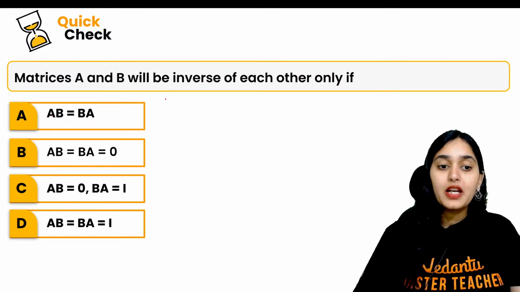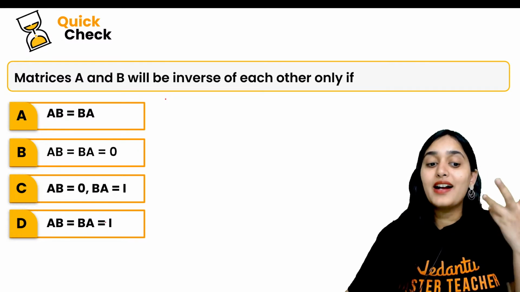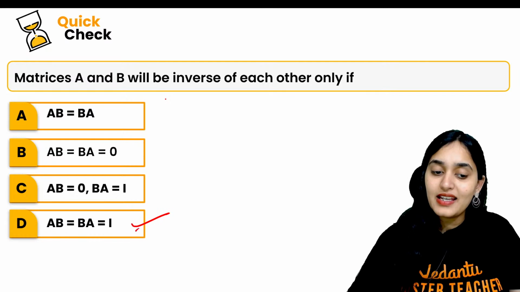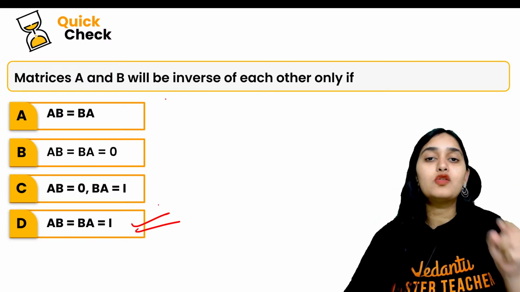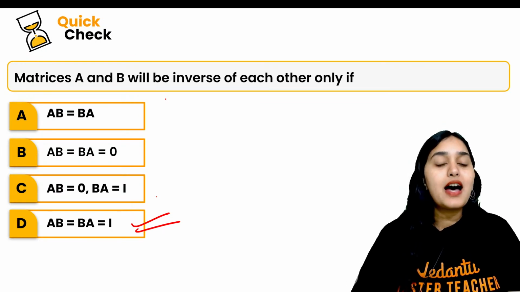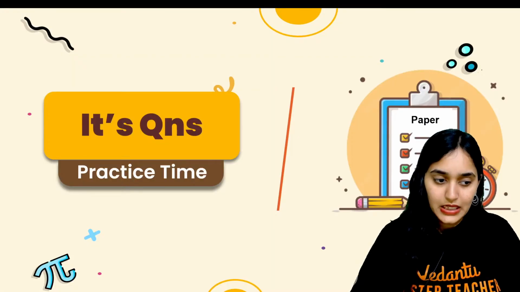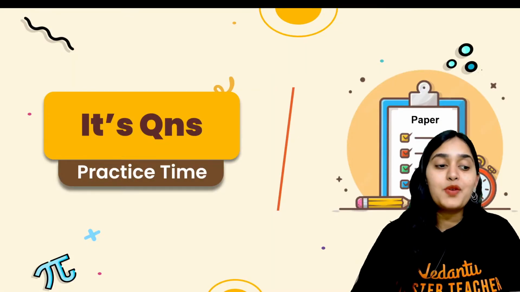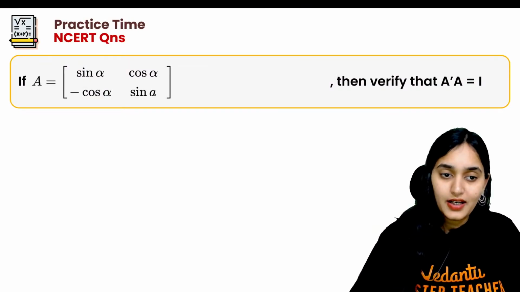Hi, Shuhab. If matrices A and B are inverse of each other, what is the condition? The condition is AB should be the identity matrix, and BA should also be the identity matrix. Then only we can say that A and B are inverse of each other. Okay? Chalo. Let's practice some questions to see if you are able to solve or not.